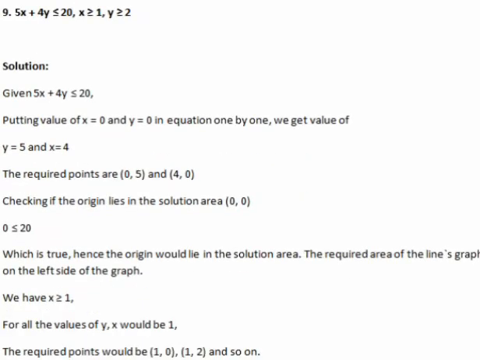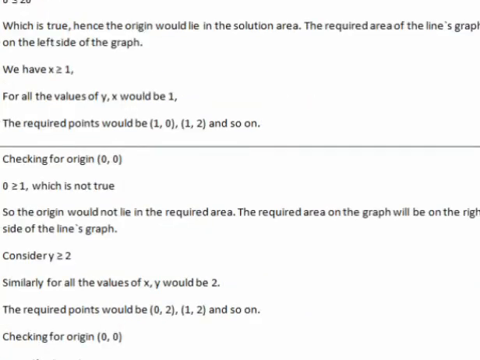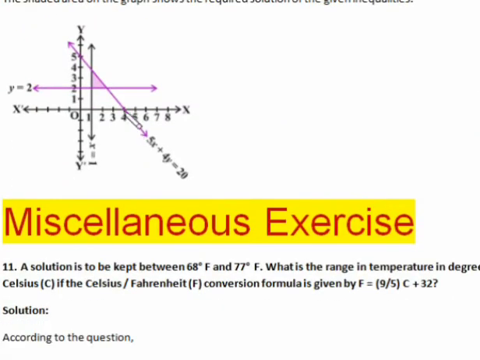Okay students, now this is 5x plus 4y less than or equal to 20, x greater than or equal to 1, y greater than or equal to 2. We solve the same way. 0 0 less than 20, yes, true. 0 greater than 1, no. 0 greater than 2, no. The region comes like that.